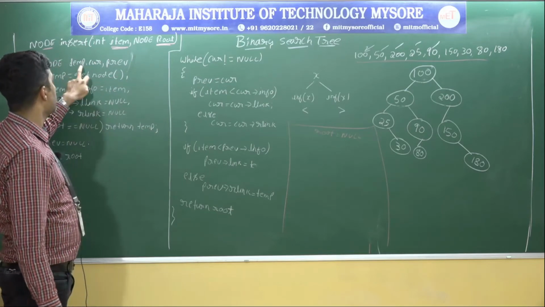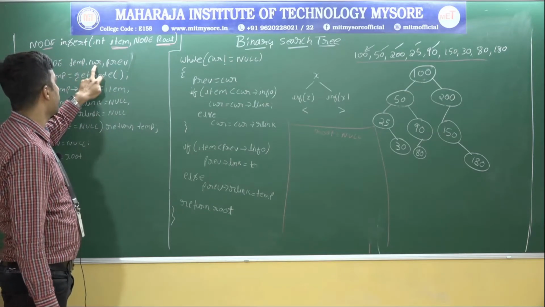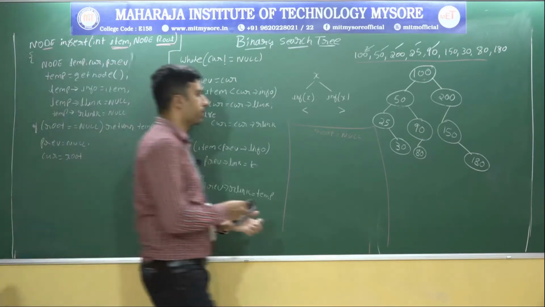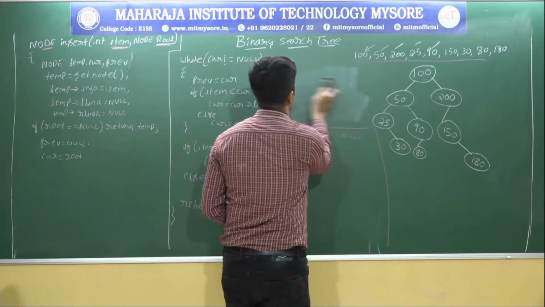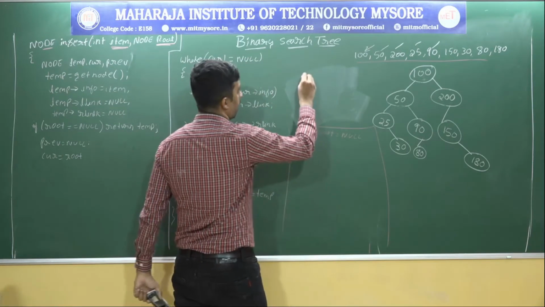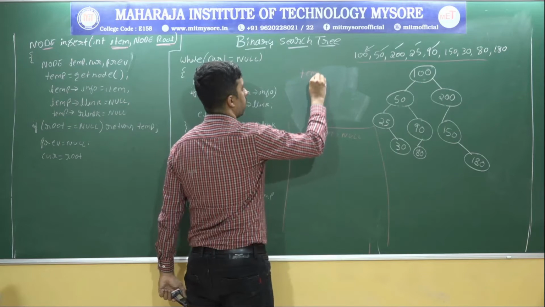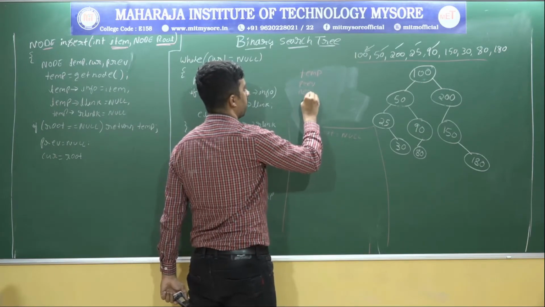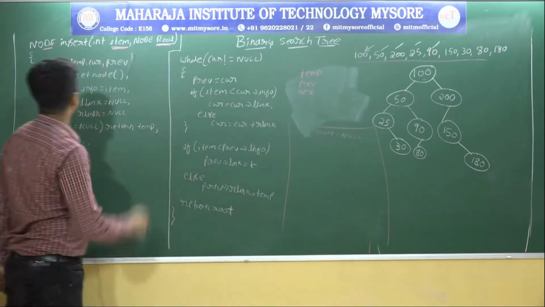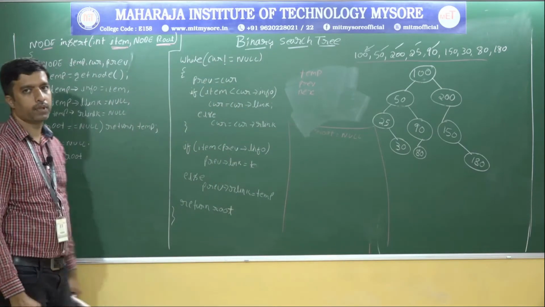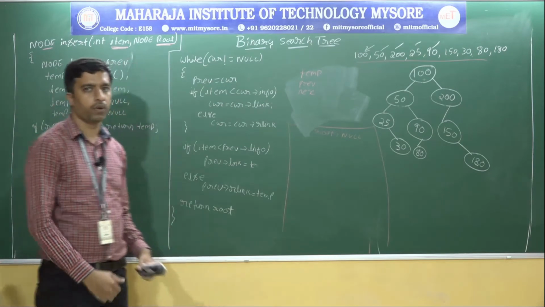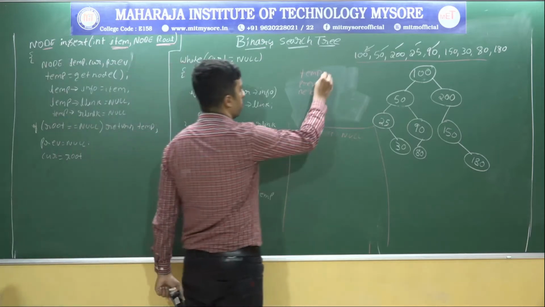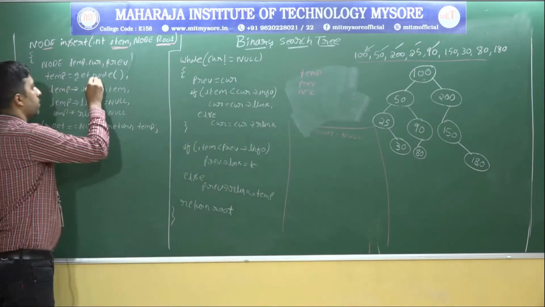it is going to create three variables: temporary, current, and previous. What are those? We have a temporary variable, a previous variable, and a current variable. These are of node type. Now it is going to create the temporary variable. We are going to call a get node function.